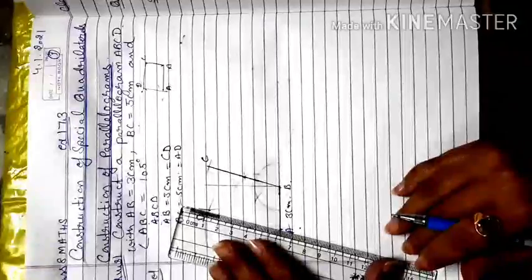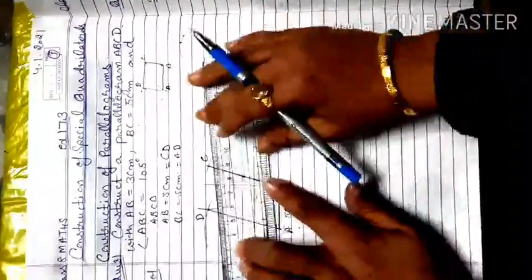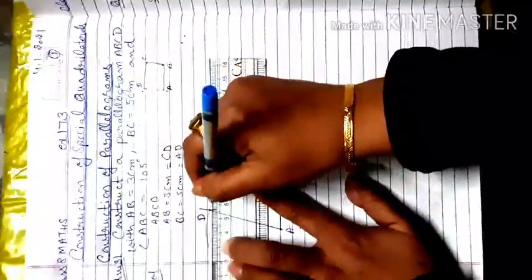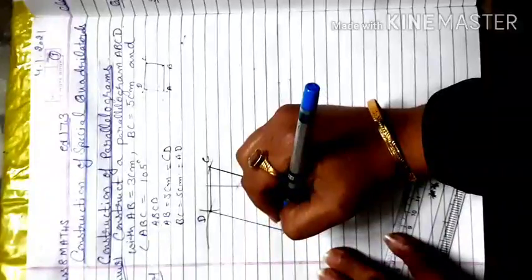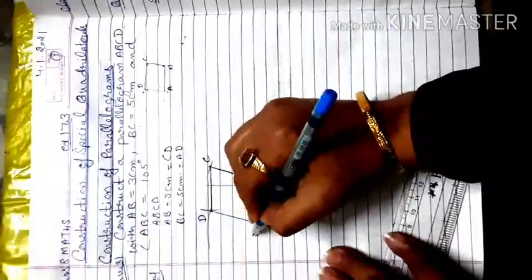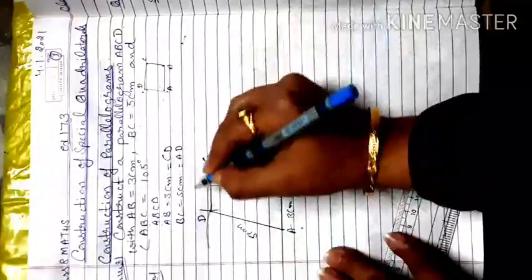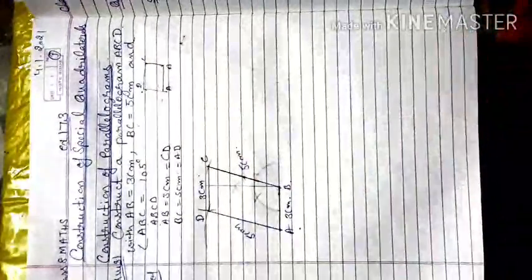Now you join all these 4 points, like AD, DC. So now you join these 4 points here. This AD is the same as BC, 5 centimeter. This is 5 centimeter and this is 3 centimeter. So that is my required parallelogram.